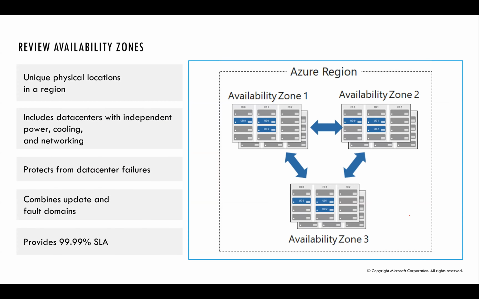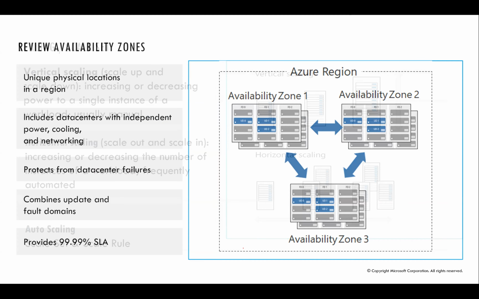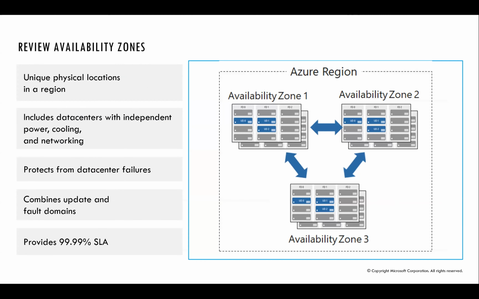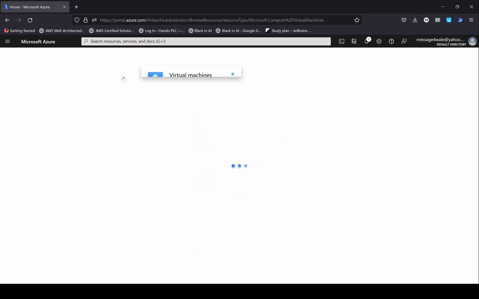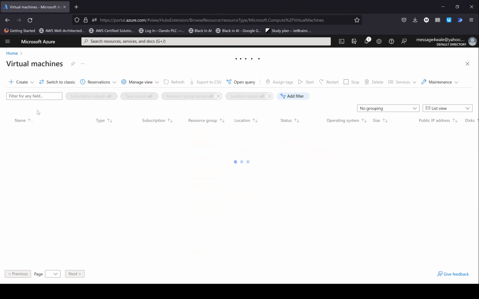So availability zones, we had said you have independent power, cooling, networking, and it protects you from data center failures, and you get 99.9% SLA. And at what point do you specify this, before we come to scaling? We looked at that. Let me come back here. So I'll come back to home again. I'll go ahead to create another virtual machine.